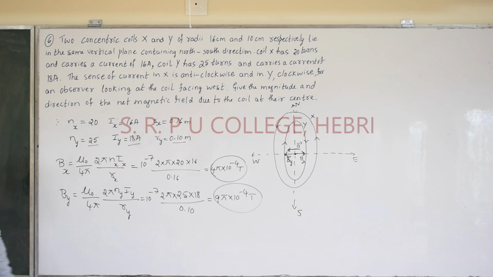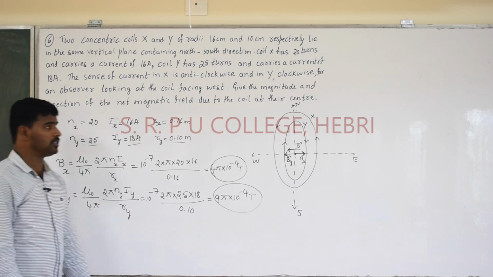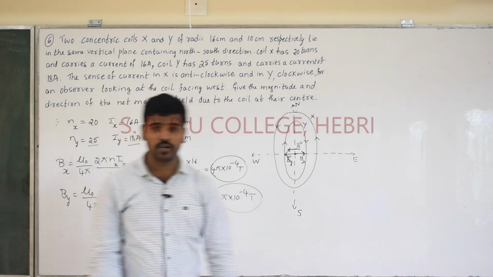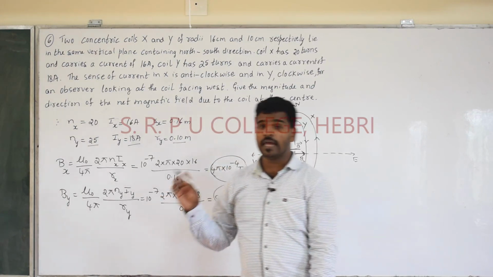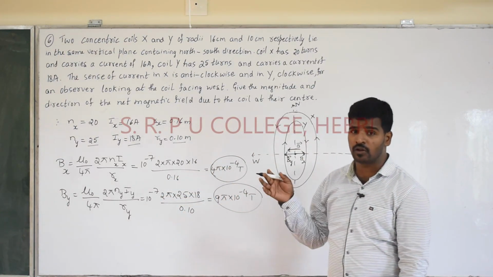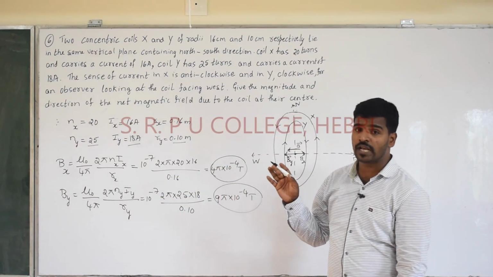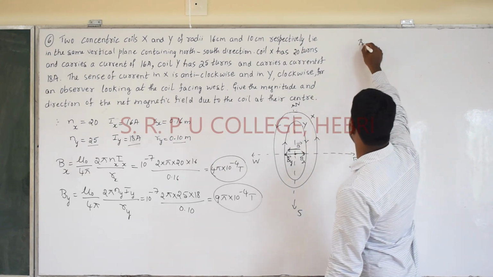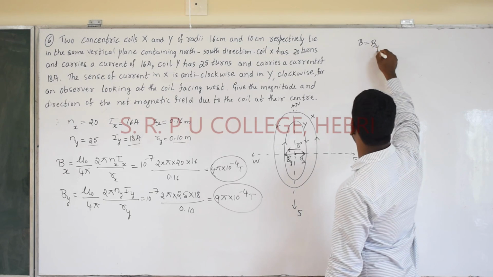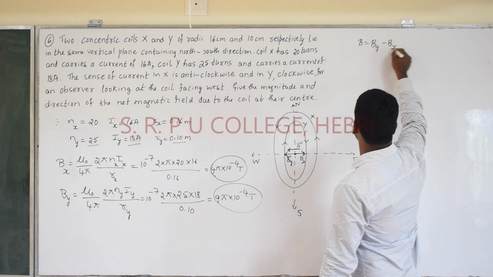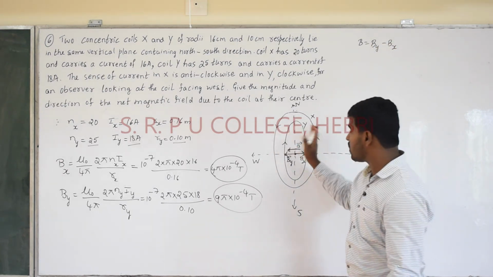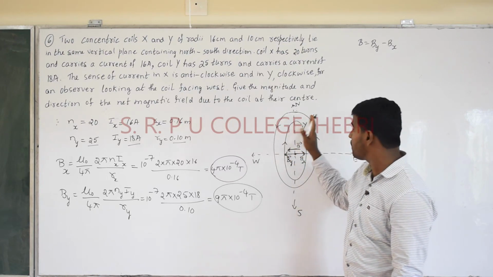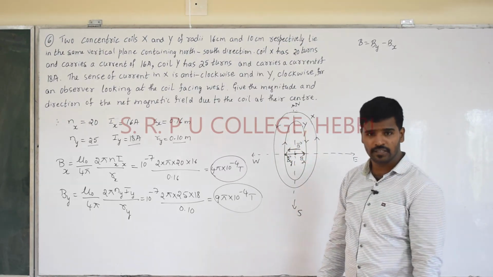See the question. What is the net magnetic field due to the coils at their centers? Before that, what about the direction of the current? The currents are clockwise and anticlockwise, which means they are in opposite directions. That is the reason the net magnetic field B is equal to B_Y minus B_X. Why did I take minus? Because the sense of current is in opposite direction when we compare coil X with respect to Y. Is it clear?